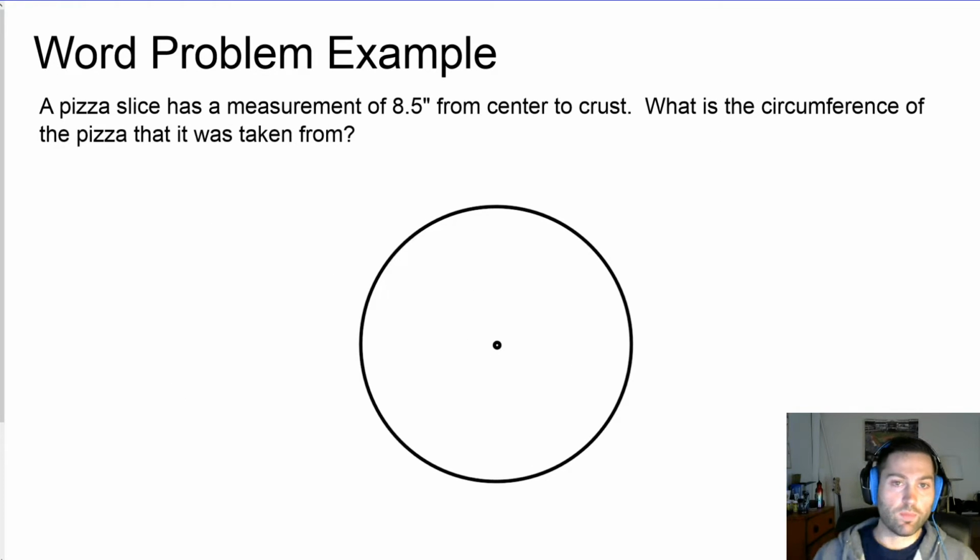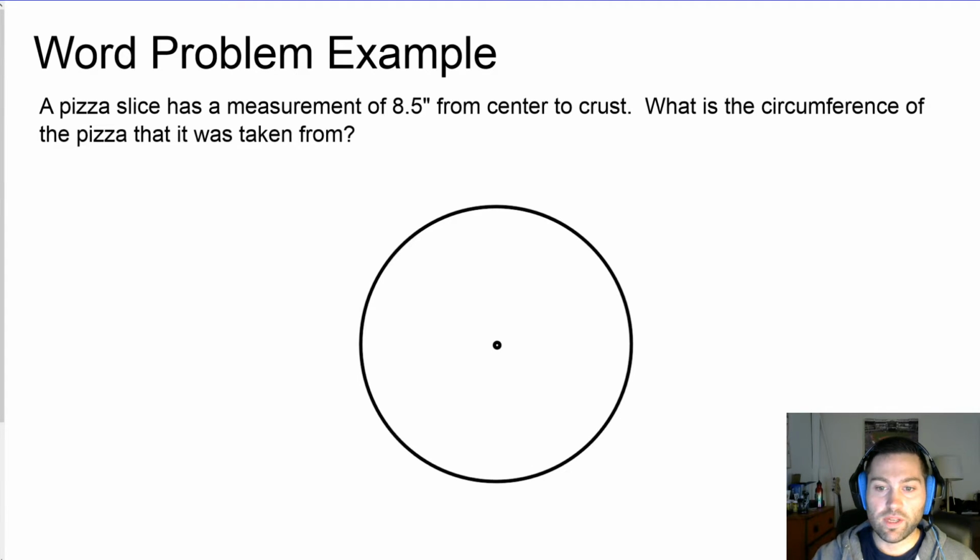So, word problem example. A pizza slice has a measurement of 8.5 inches from center to crust. What is the circumference of the pizza that it was taken from? So normally, guys, when places like Domino's, places like Pizza Hut, remember that no one out-pizzas the Hut, when they do their pizza measurements, they're giving you the diameter of the pizza. This would be a 17-inch pizza is what they would call it.